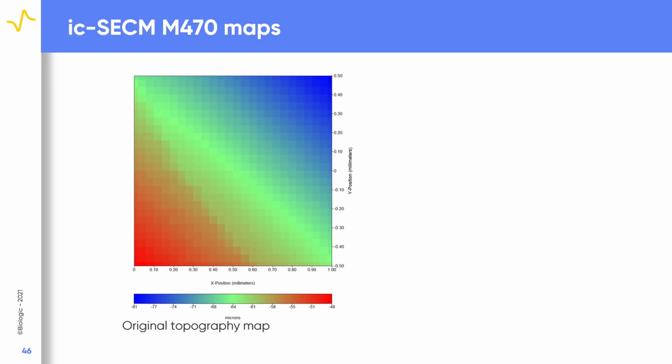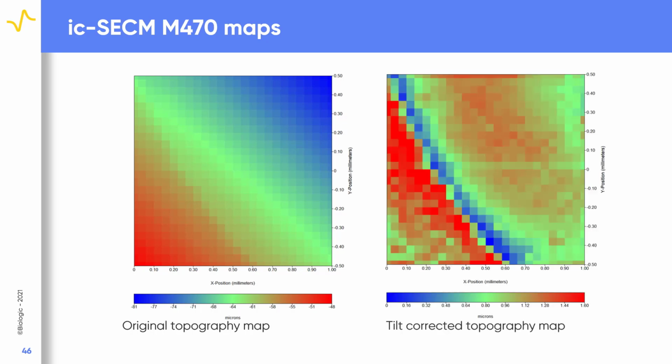In ic-SECM, the topography map is collected at the same time as the activity map, which is advantageous as it allows the direct comparison between topography and activity features. In many ic-SECM experiments, no tilt correction is performed on the sample prior to the measurement. This means the original topography map often highlights the background tilt rather than the features of interest, as we see here.